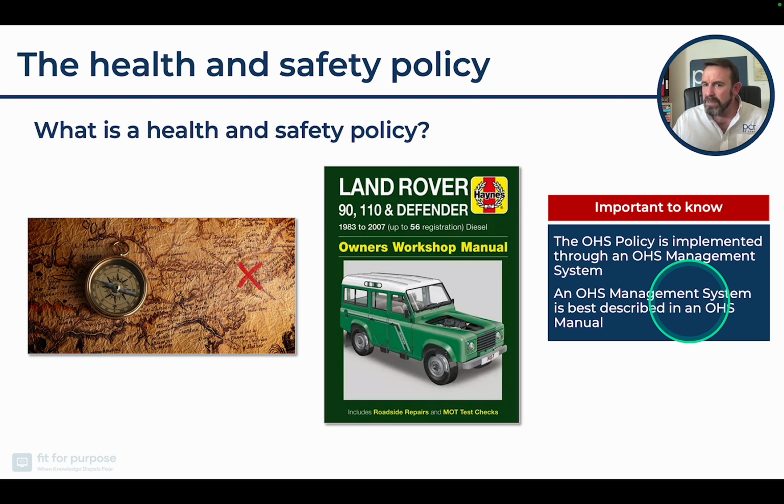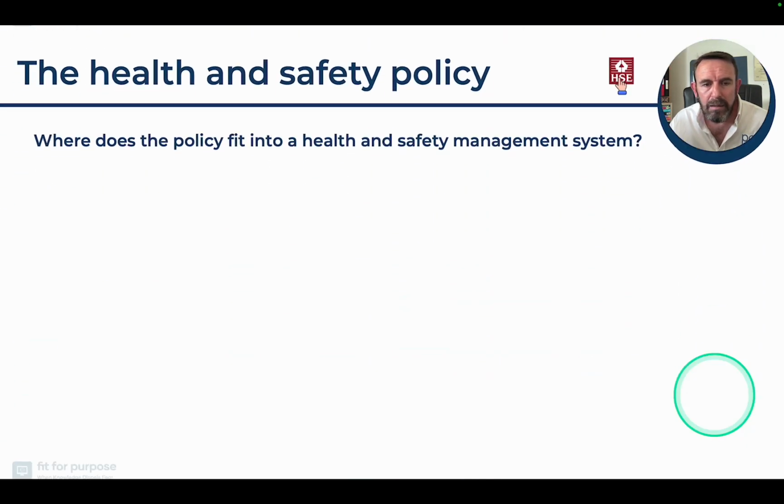Now, a management system itself is best described in an occupational health and safety manual. That means we can articulate it to the people in our organisation, we can review it, we can update it, we can make it available. And I will cover an occupational health and safety management system manual in the next few slides.